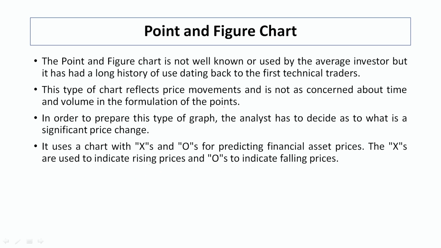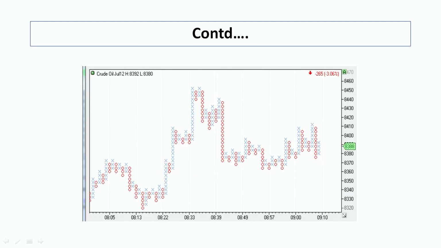The X is used to indicate rising prices and O's are used to indicate falling prices. So this is a typical point and figure chart, and on the basis of that we can see that we have used X's and O's to point out whether the stock is going up or going down, and at what point it's going up, because all these things have certain meanings.